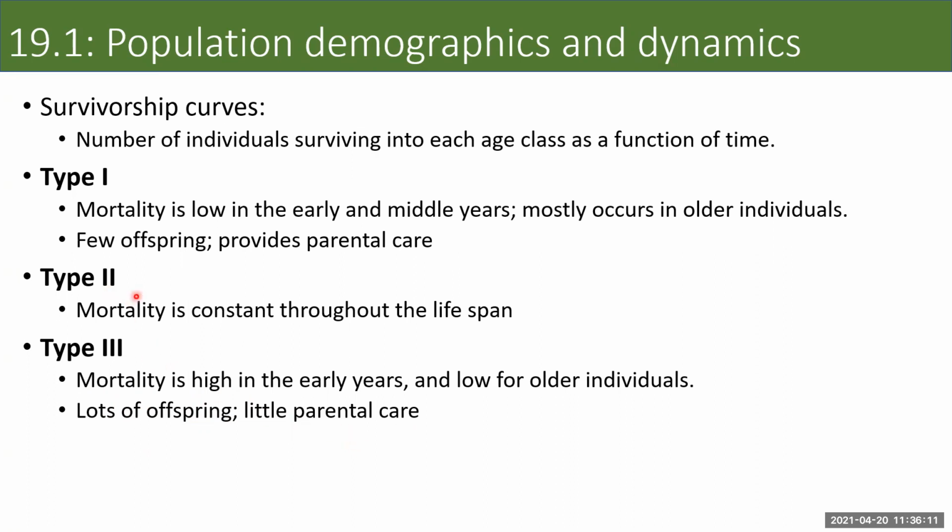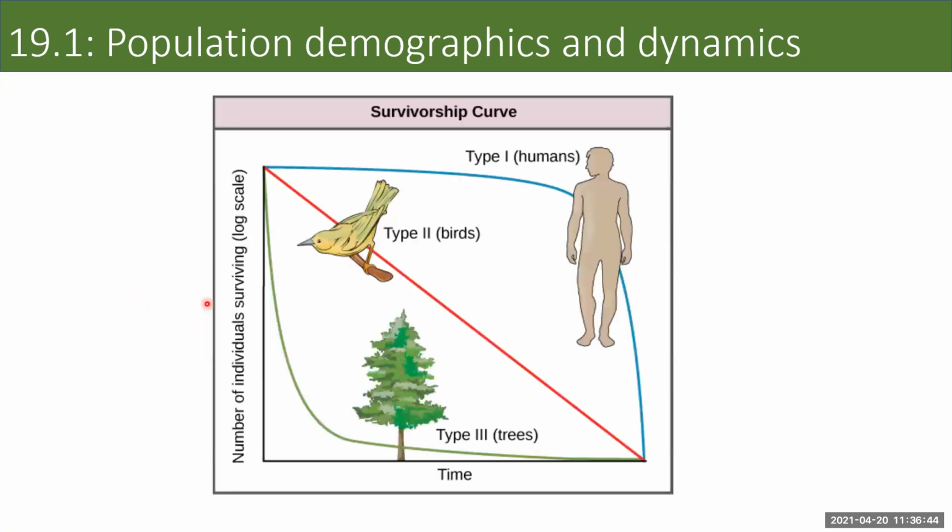Type 3 is things like plants, trees, and also some fish species, where they just kind of broadcast eggs or have a lot of eggs, and then those fish will hatch and have high mortality rates. But as long as they make it to adulthood, they'll be fine. They'll survive to pretty much make it throughout their age classes. Whereas in type 2, mortality is constant throughout the lifespan. So there's pretty much a constant mortality rate. An example of that is birds.